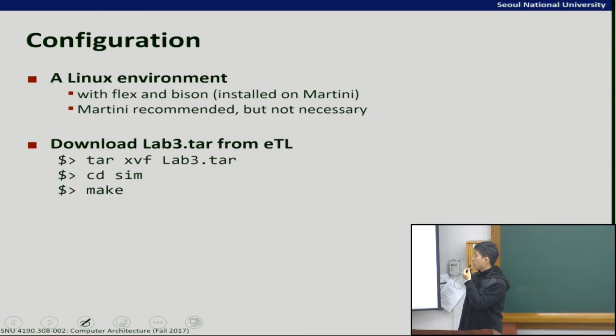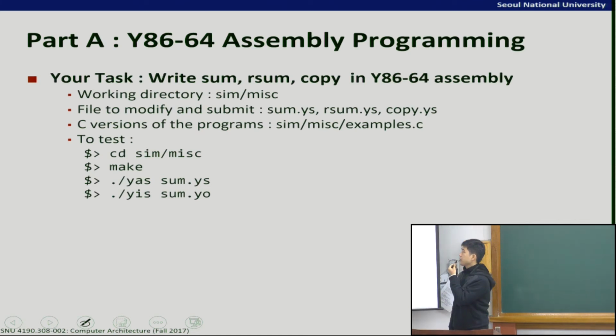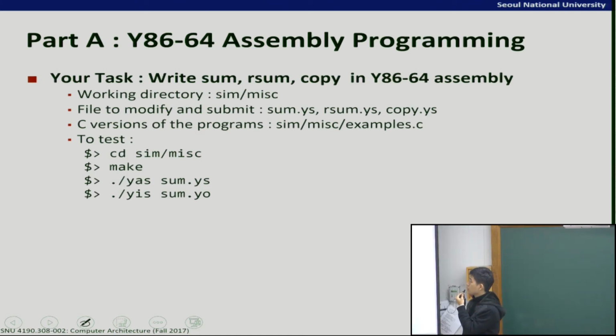To start the lab, please download lab3.tar from ETL. It'll be uploaded soon. Unzip it, change the directory to the folder, and make the files. So you are ready to start part A. Your task is to write some assembly programs, and you'll be working in the sim/misc folder, modifying sum.ys, rsum.ys, and coffee.ys. Those are skeletons of assembly, so you don't have to care about too many details.